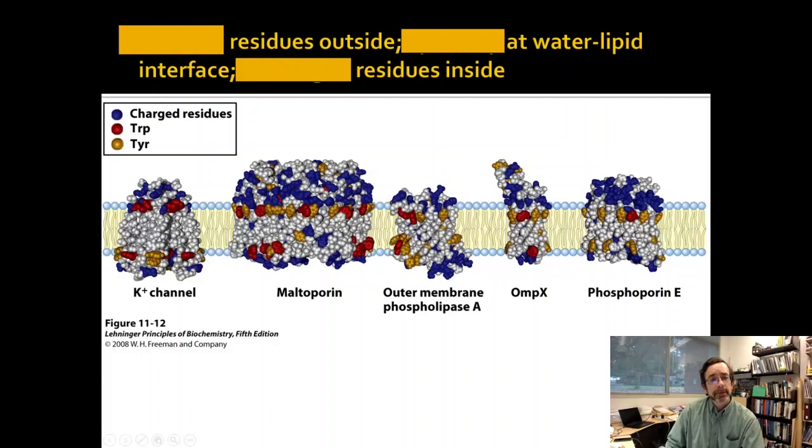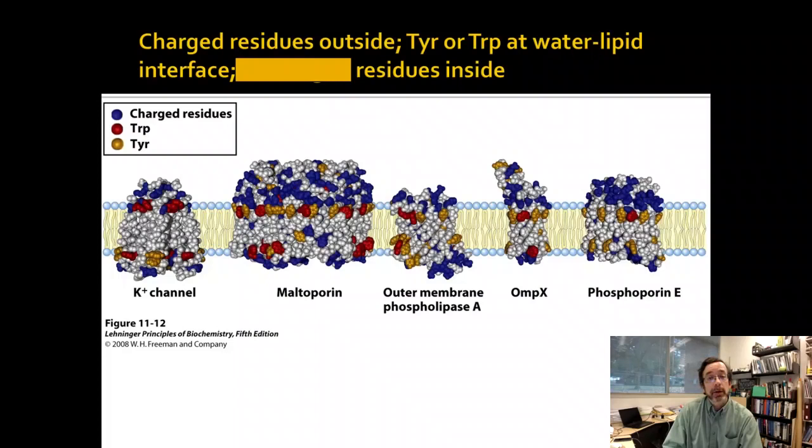You have the charged residues on the outside of the cell contacting the water, and on the inside contacting water. Very few on the inside of the membrane. And if you look at the head groups, it looks like tryptophan and tyrosine are at the water-lipid interface, so the charged residues are outside the membrane. It looks like those interact well with head groups, and those can interact well with hydrophobic parts. They have hydrophobic and hydrophilic parts. They're sort of amphipathic. And the uncharged residues are on the inside. That's what the colors of this graph show you for 5 different integral membrane proteins.